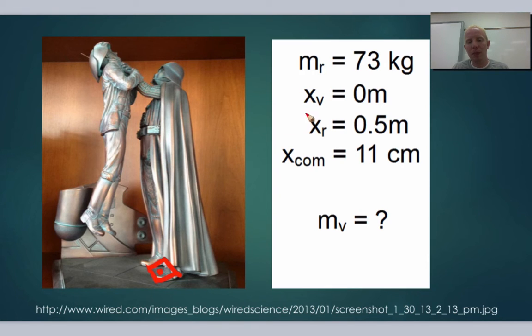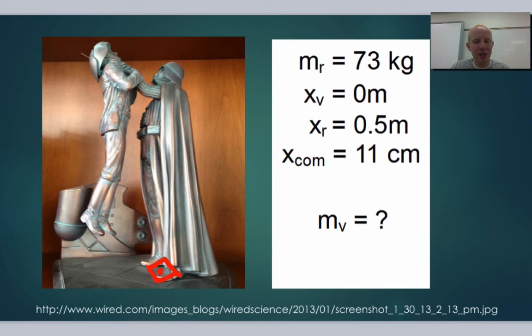So here's the question: if the rebel weighs 73 kilograms and his position is what we call 0, and Darth Vader is about 0.5 meters away from the rebel, and the center of mass is within his base of support, which is basically about 11 centimeters wide, that's about as far as he could get without tipping over. How massive is Darth Vader? If the center of mass is within this base, how heavy must Darth Vader be?